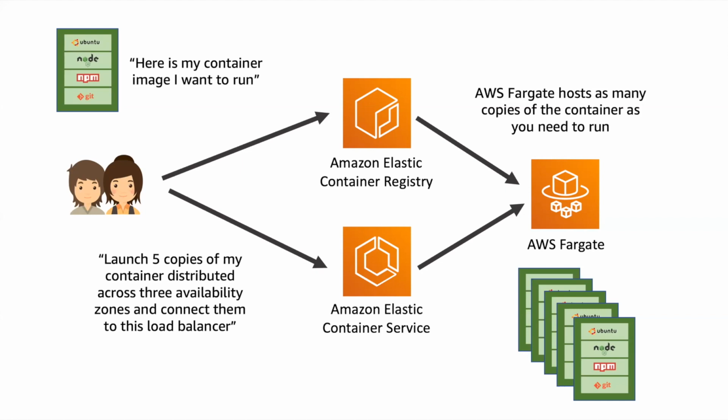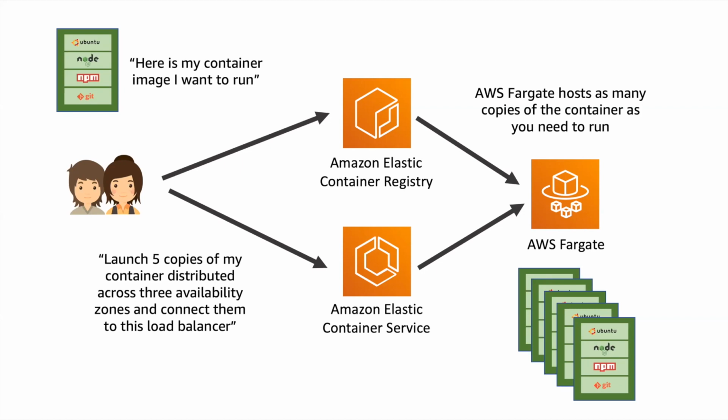And then you can also specify other resources in the cloud that you want to connect to your container. So you can say, my container has a web service inside of it, and I expect it to receive web traffic. So I want to connect all 5 of these copies behind a load balancer. So that way when traffic comes in and hits the load balancer, 1 in 5 requests gets distributed to each of my 5 different copies of my container. And so then ECR and Elastic Container Service, ECS, are both utilized by AWS Fargate. And then AWS Fargate is the engine which actually runs the container.